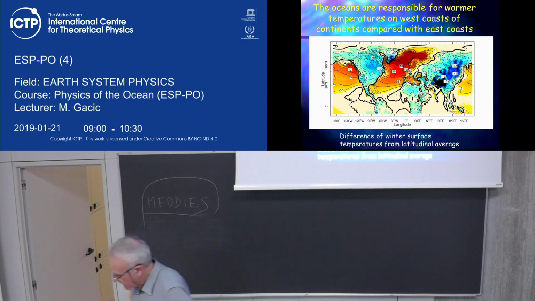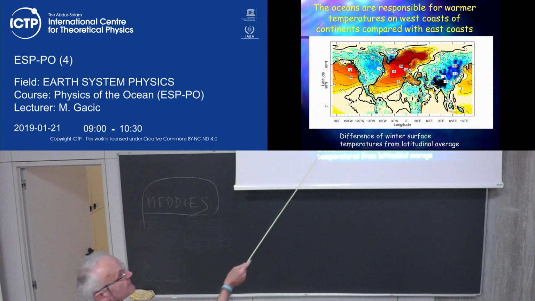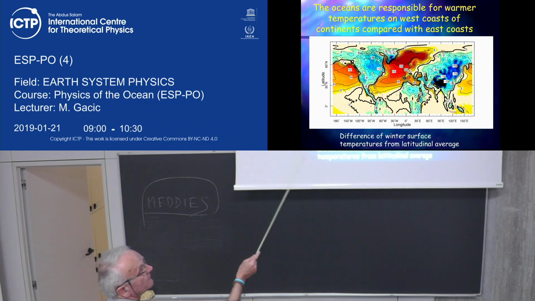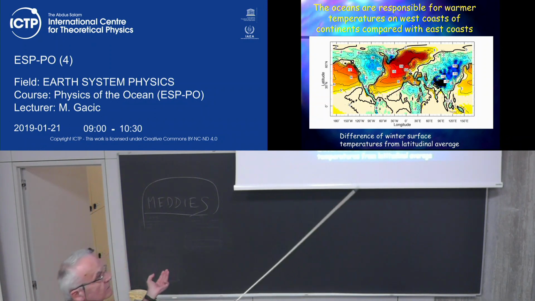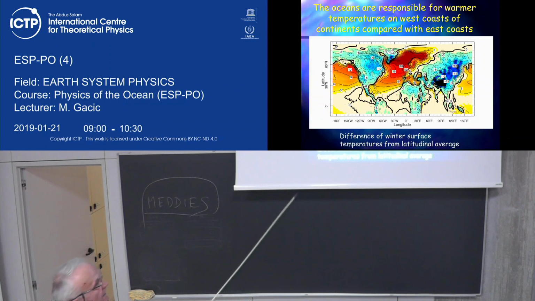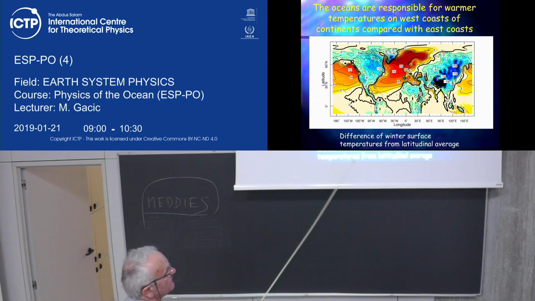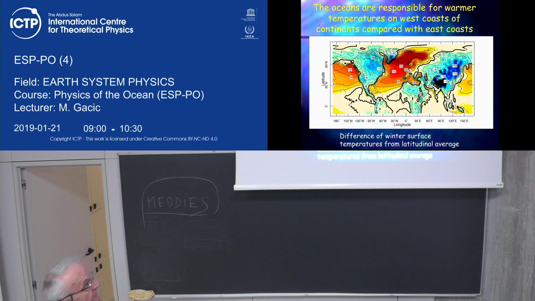And this is one nice picture, which shows how the ocean is responsible for warmer temperature on the west coast of continents compared to the east coast. This is the warmer and this is cooler. You can see this switching between warmer and cooler, and the difference of winter surface temperature from the latitudinal average.